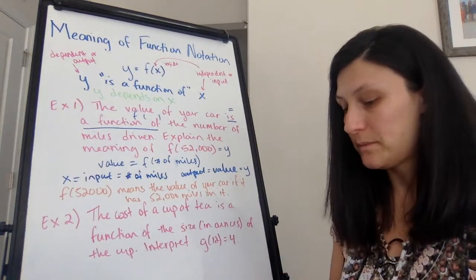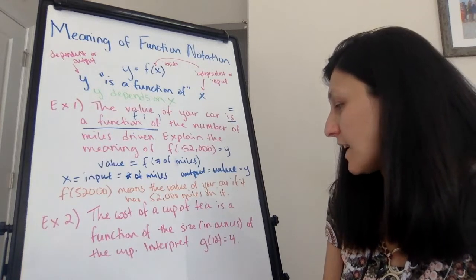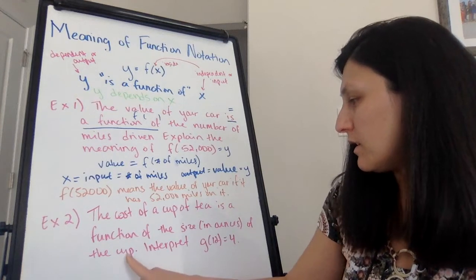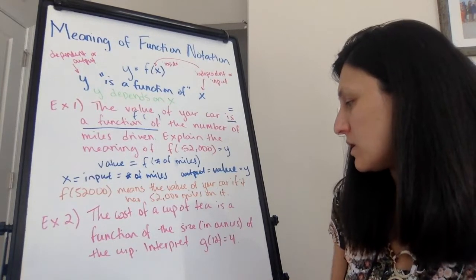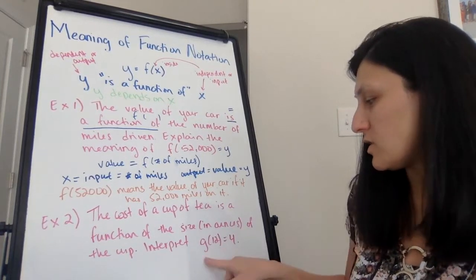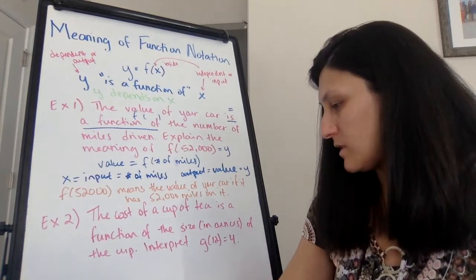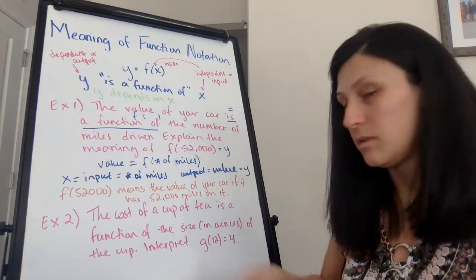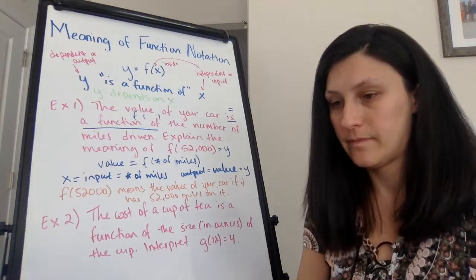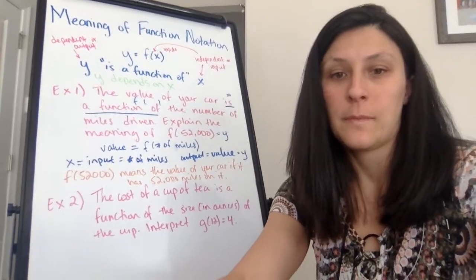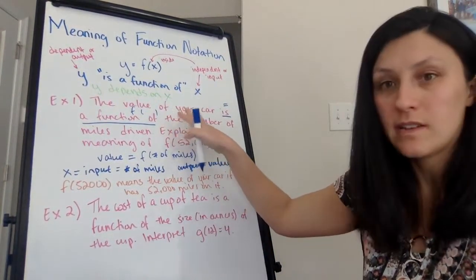Let's try this one. This says, the cost of a cup of tea is a function of the size in ounces of the cup. Interpret G of 12 equals 4. So interpret what that means, assuming that G is the name of the function. So pause your video and try this problem now. What does that whole sentence mean?